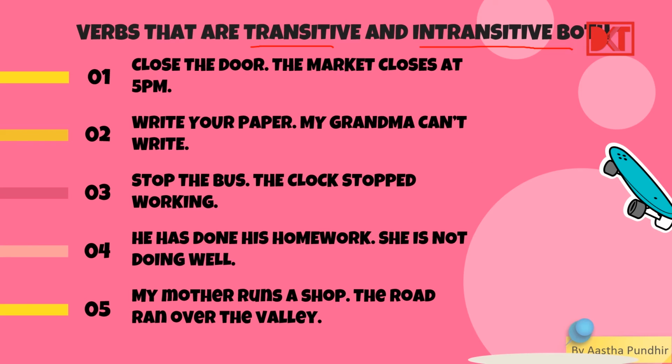Okay, so here, the first example, let's read the first sentence. It says, close the door. Now here, can we ask the question of what? Close what? Close the door. So here, the verb close requires the object, the door, to complete its meaning. Right? So, close here is a transitive verb.